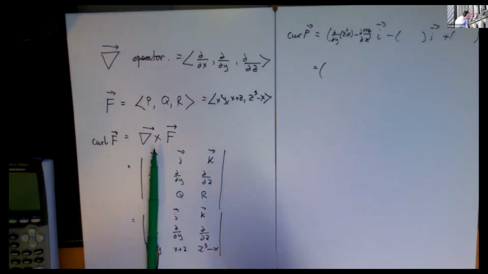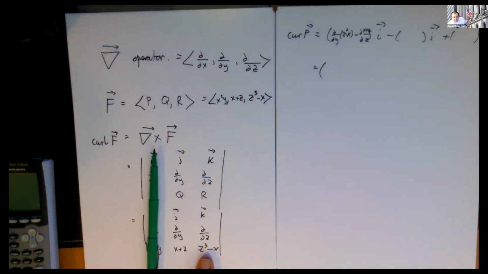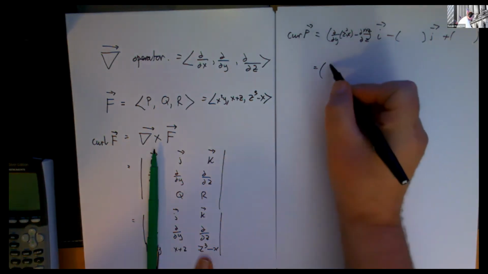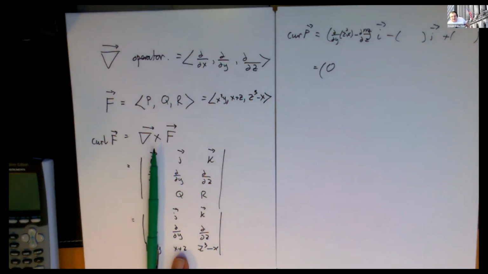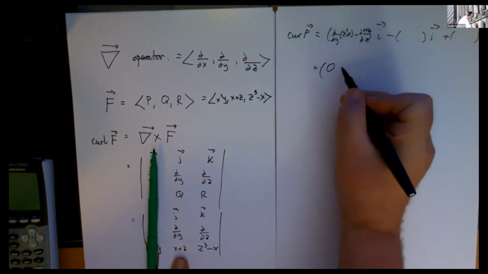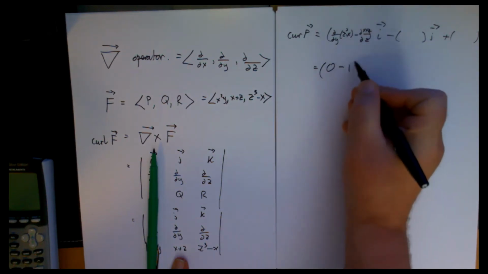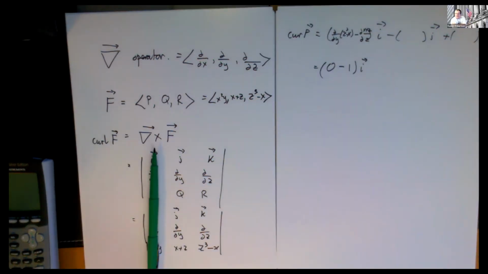So let's see what that looks like. What's the partial derivative of z cubed minus x with respect to y? It's 0. What's the partial derivative of x plus z with respect to z? It's 1. So take away 1. That's the i component. It happens to be a number, but that's pretty rare. Let's look at the next one.